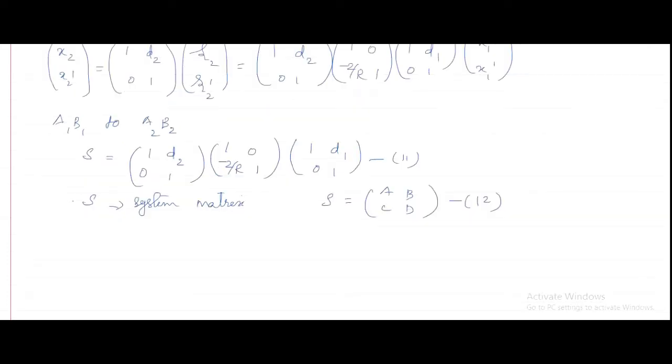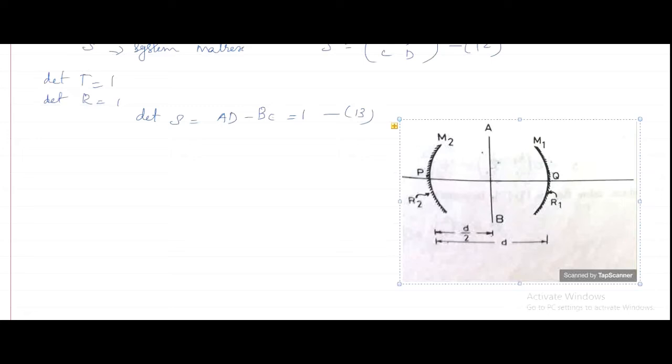Also, the determinant of the product of the matrices is the product of the determinants, since determinant T equals 1 and determinant R equals 1. We obtain the condition for a system matrix S as determinant S equals AD minus BC, which is equal to 1.